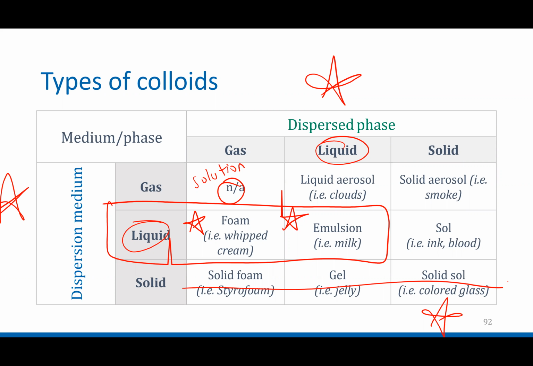When you get a liquid dispersed in a solid, you get a gel, like jelly or jello. I don't know if you guys eat jello here. I've never really seen it outside of Megamart, but Jello, a famous American brand of food, is when you have a liquid dispersed in a solid. And then finally, a solid dispersed in another solid would be called a solid sol, S-O-L. That's like colored or stained glass. But the big ones you need to know are here in the middle, foams and emulsions.